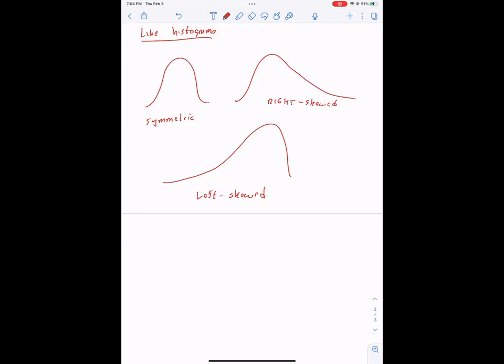Number of car accidents based upon age. That's an interesting one. Which age do you think would have the most? I think it'd be more symmetric, actually.